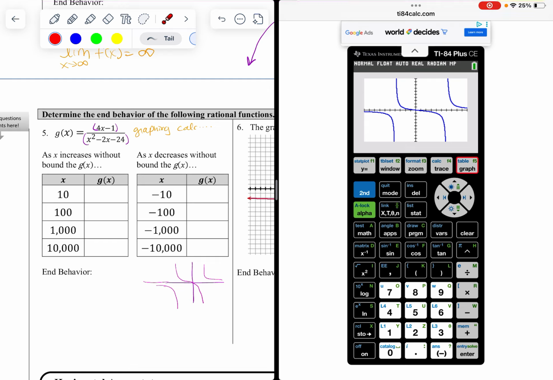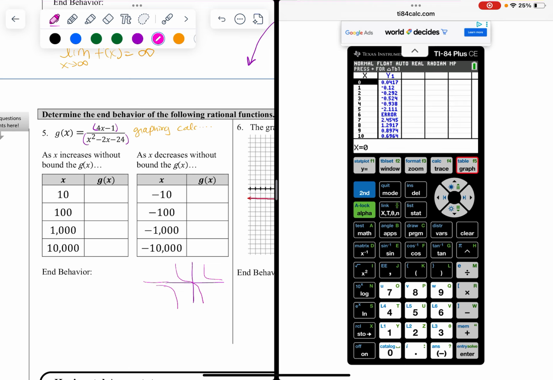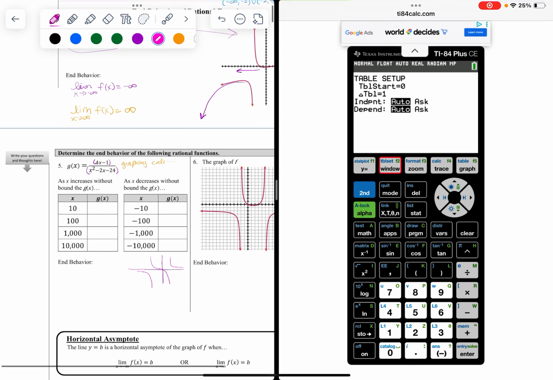So as we go to the left, we can say x is 10, x is 100, x is 1,000, x is 10,000. So let's plug that in. Instead of hitting table, where you have to scroll down, we're going to go to second and then table set, which is your window. So I'm going to write that here. You're going to go to second and then click the window key, which is the table set.